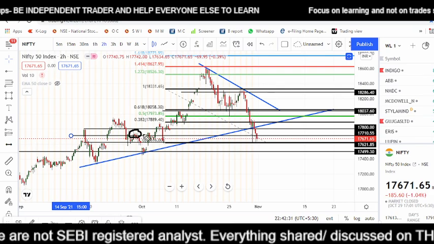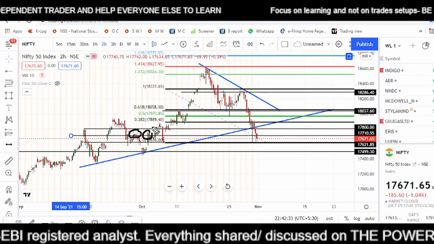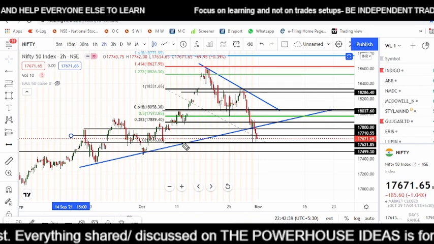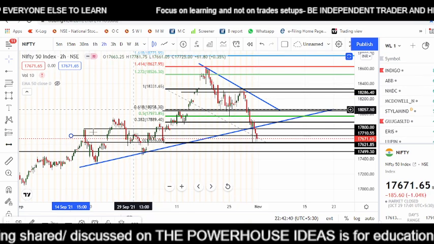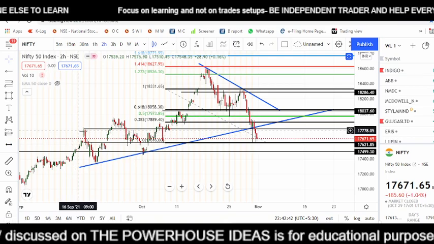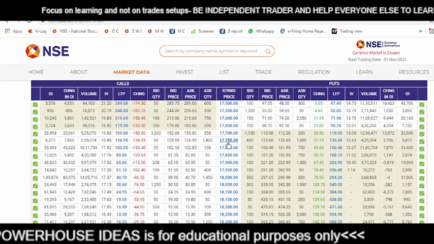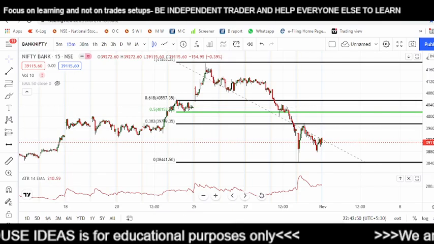Some price action can also be seen at this level, but the price action is not much. I'm connecting the option chain with the price action and let us see how the option chain reflects on the technical analysis. Now let us see the next key resistance. The next key resistance is 17,750. Let us see the importance of this level.